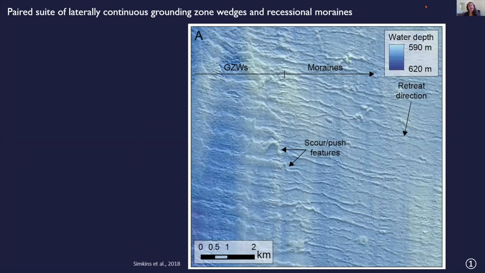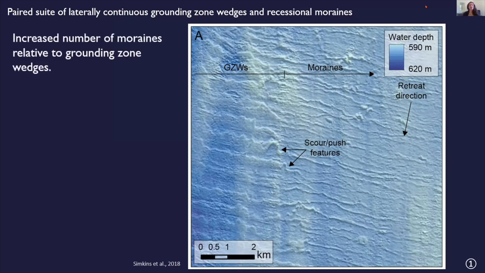And here's one really interesting example from this 2018 paper, where we see this paired suite of laterally continuous grounding zone wedges and recessional moraines. Because you probably don't have time to count these features now, I'll tell you that there are more moraines than there are grounding zone wedges. So really what this is suggesting is that within a given space, which here represents time, the part of the grounding line can behave differently than another part. So the part of the grounding line marked by moraines is retreating at a higher frequency than the part marked by grounding zone wedges.